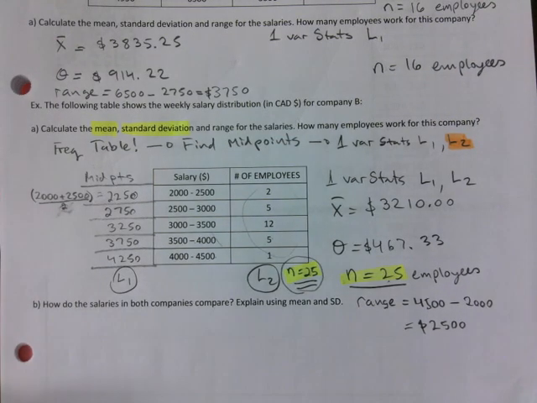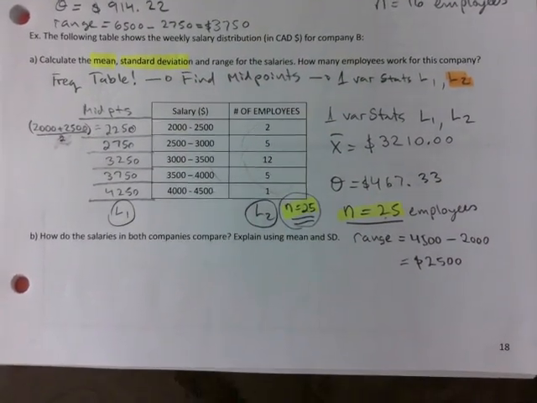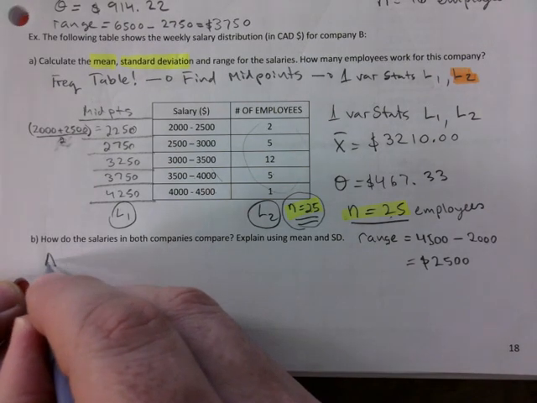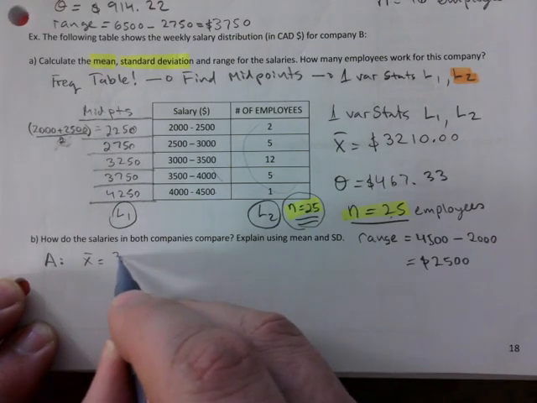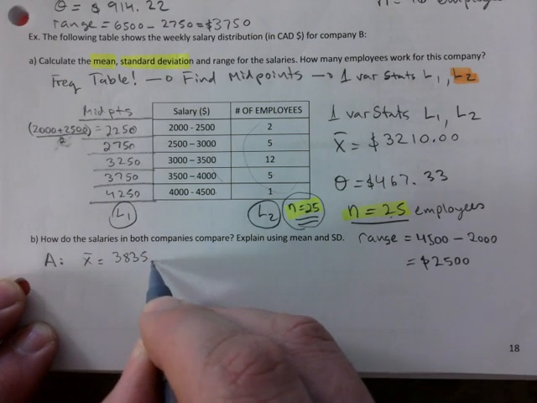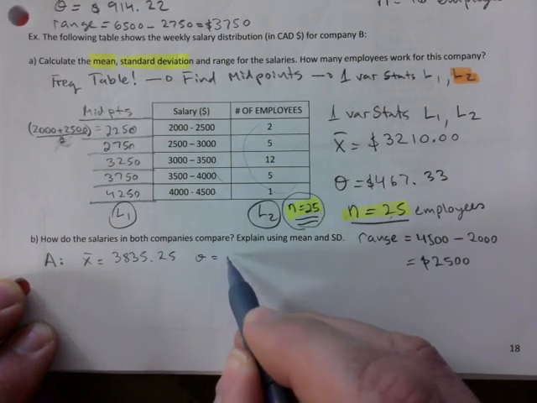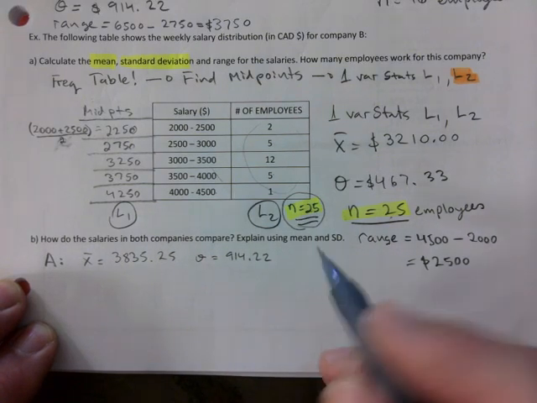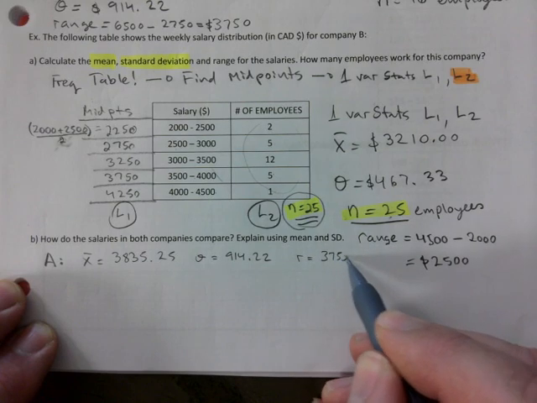And here's what I want you to do. I think I always ask you to explain what you observe. Okay, let's do this for ourselves. For company A, our mean is 3835.25. Our standard deviation is 914.22. And our range is 3750.